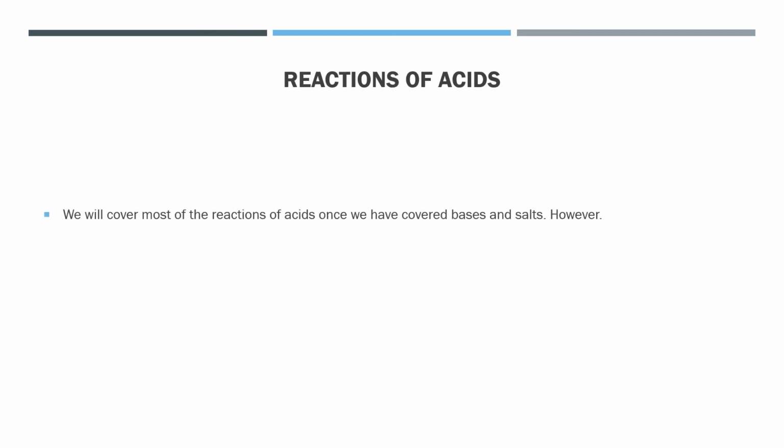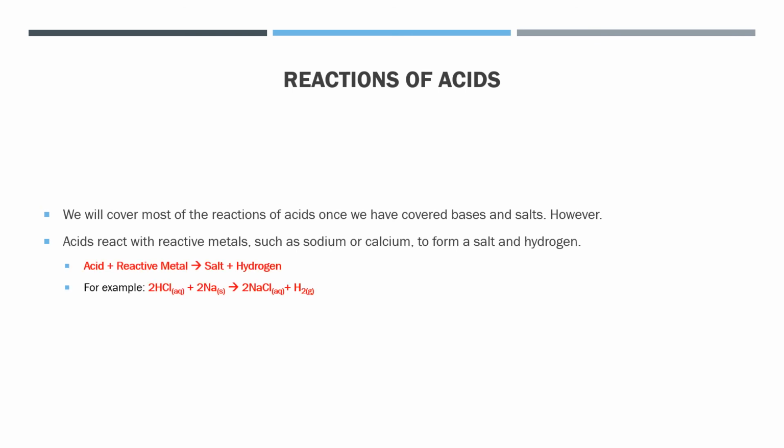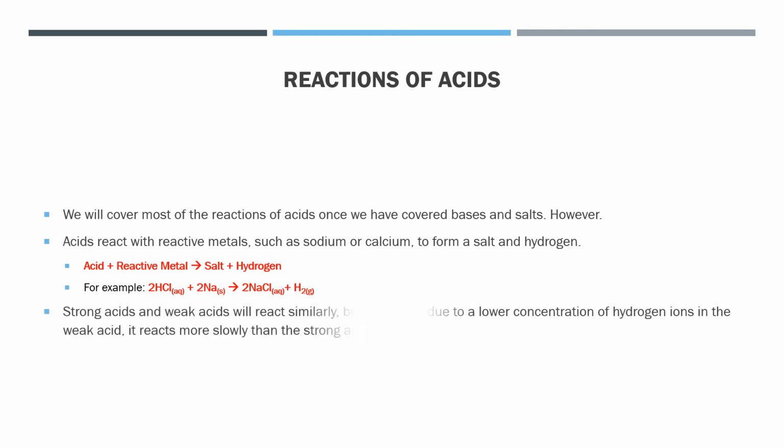Acids have many interesting reactions, which we'll cover in due course, but there is one we can cover right now. This is that acids react with reactive metals such as sodium or calcium and form a salt and hydrogen gas. For example, hydrochloric acid reacts with sodium to form sodium chloride and hydrogen gas. And what is sodium chloride more commonly known as? Why, table salt, of course.